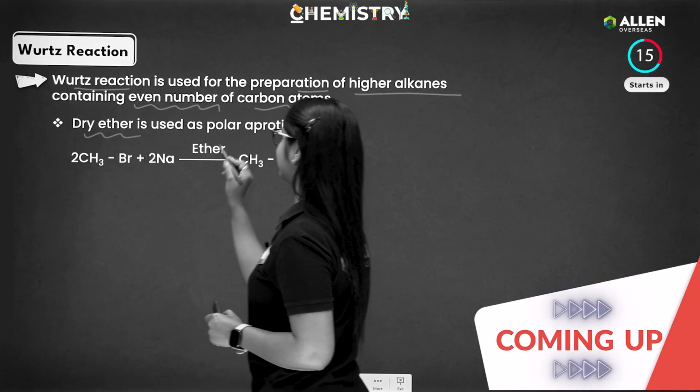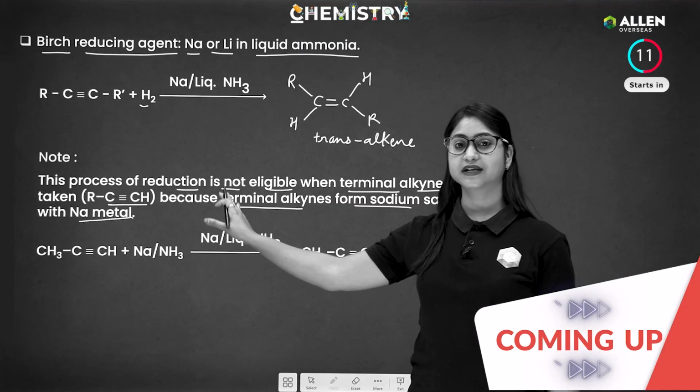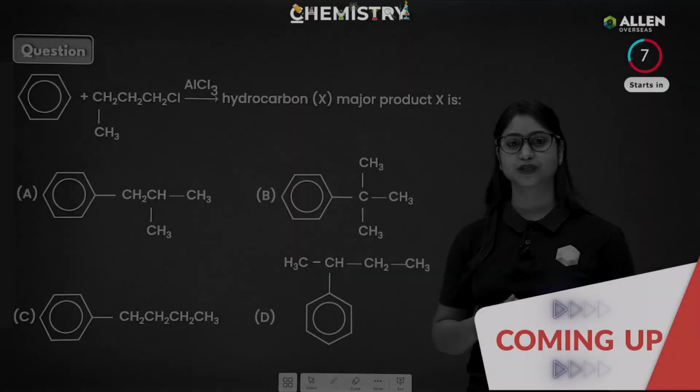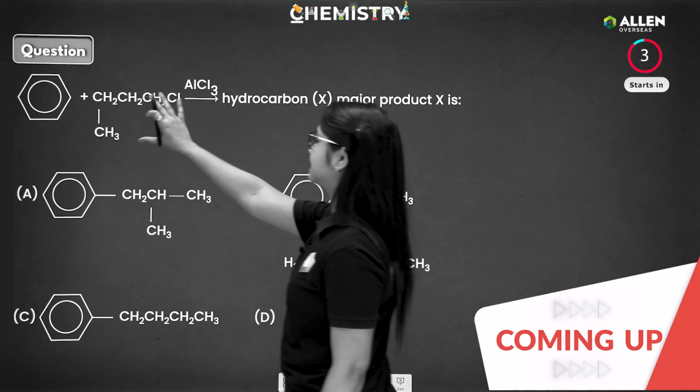Dry ether is used as a polar aprotic solvent. But when you take the terminal alkyne, where the triple bond is present at the terminal carbons, this is based on Friedel-Crafts reaction. Let's see. You have a benzene ring and this is the alkyl halide.